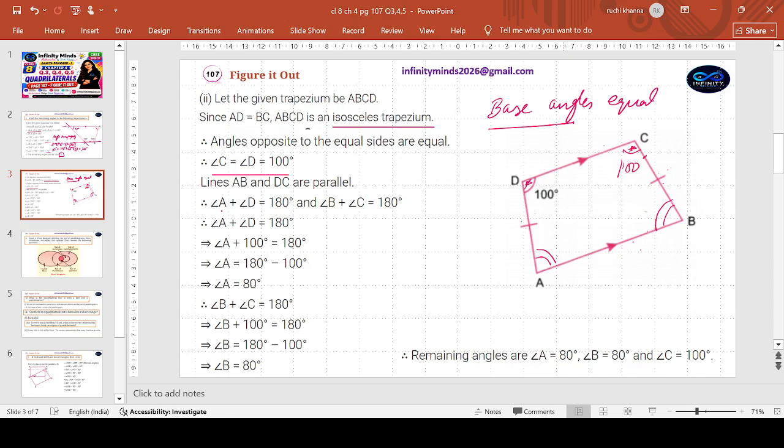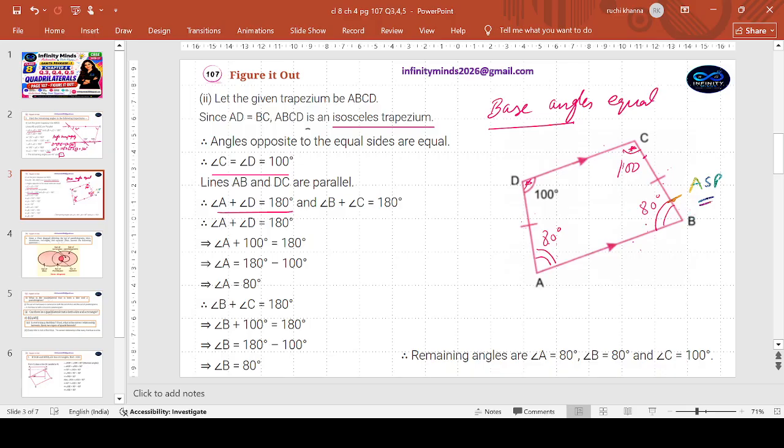Now A plus D. The lines are parallel, AD acts as a transversal, and interior angles on the same side of the transversal are supplementary. I can get the total to be 180 degrees. Same thing I can apply here and I will get this to be 80 degrees. What else can I do? If I had got this 80, the other 80 I could have got with the angle sum property also, right?